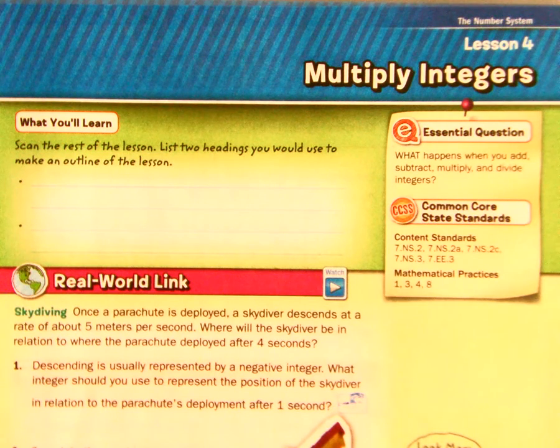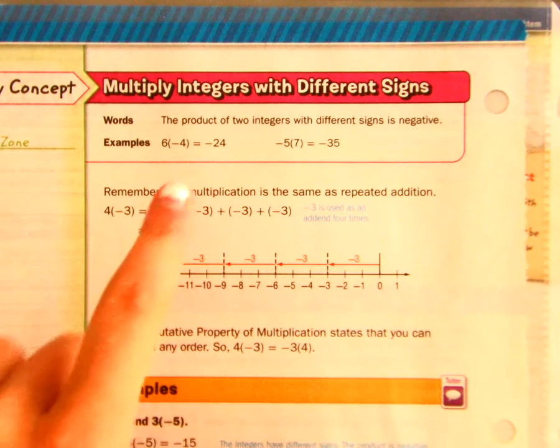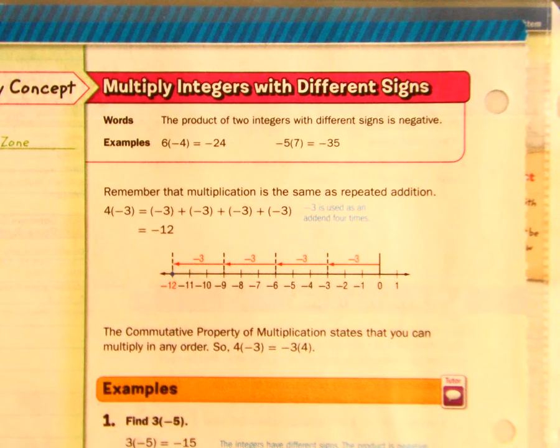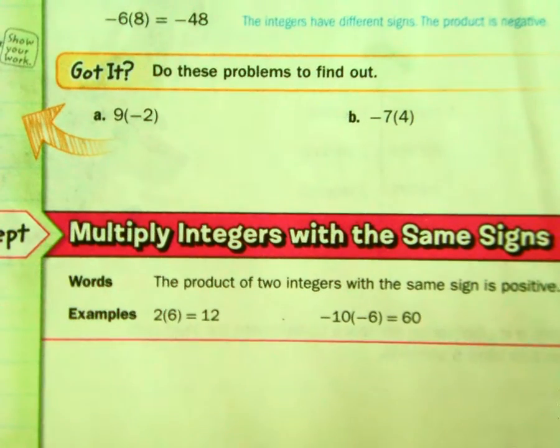Lesson 3.4, multiply integers. First, we're going to multiply integers with different signs. So the product of two integers with different signs is always negative. So when we have a positive times a negative or negative times a positive, our answer is always negative. So if we look at example A, we have 9 times negative 2.